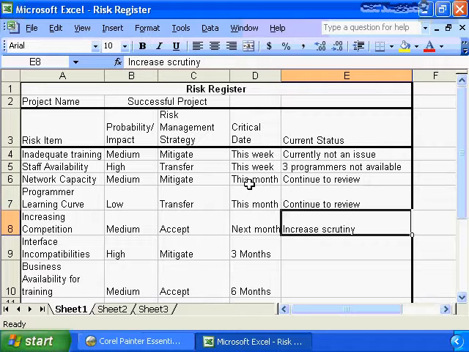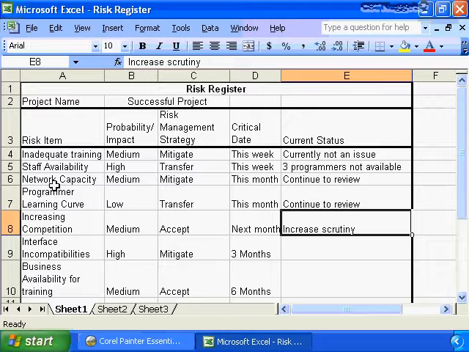So this week we have to deal with inadequate training. We see its probability is medium. The risk management strategy is to mitigate, and currently it's not an issue. So it looks like we might get lucky on this one, that the inadequate training issue may disappear, and hopefully in the very near future we will be able to eliminate that risk from our risk register, saying the critical date has passed and we can eliminate the risk.